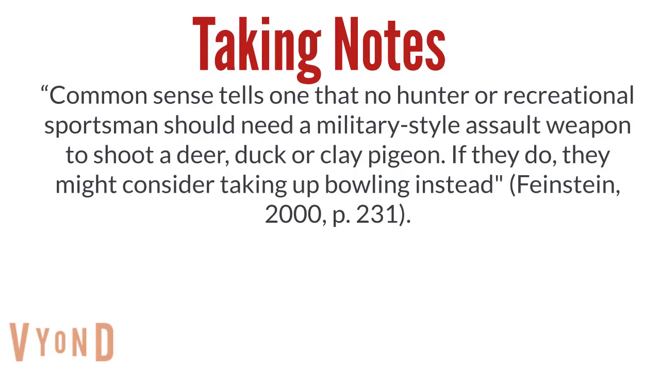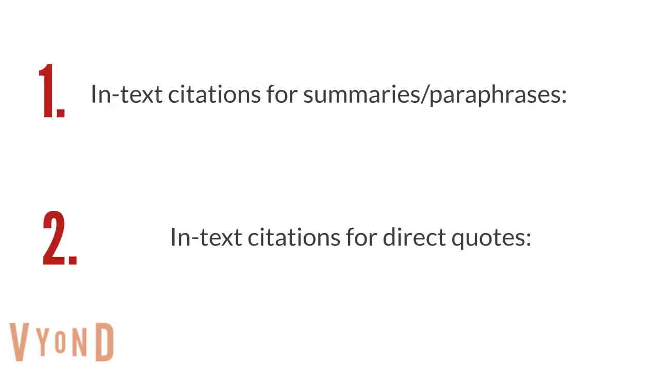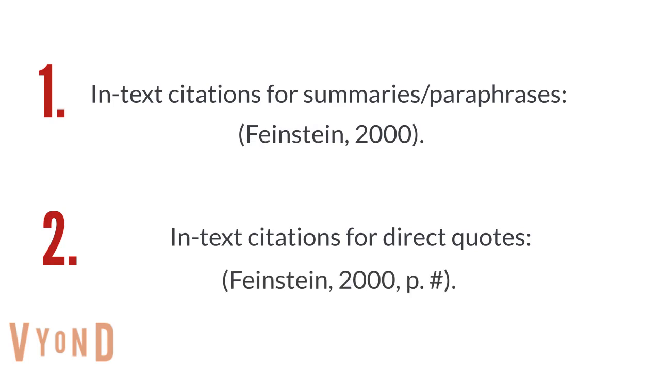Now, to summarize this in my own words, I might summarize it as follows. Sound judgment dictates assault-style rifles are unnecessary for hunting and target shooting. Using an assault rifle to kill a deer is comparable to using a bowling ball to kill a fly. Remember, when you summarize or quote from a source, you need to cite it using APA formatting. An in-text citation for a summary would include the author's last name and year. If you include a direct quote, your in-text citation would include the author last name, year, and page number.